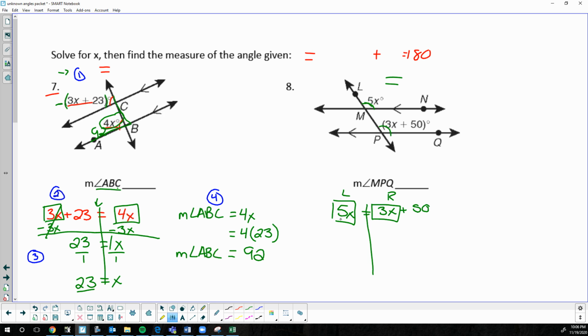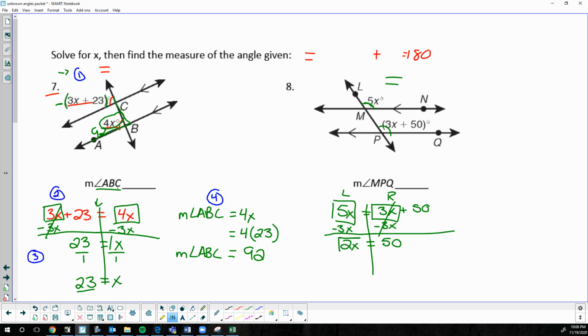So that means we've got to take the x's. You can't move the 5x because it's the only thing there, so we have to move the 3x this time. The opposite of 3 is negative 3, so negative 3x to both sides. 5x minus 3x is 2x. Bring down the 50.